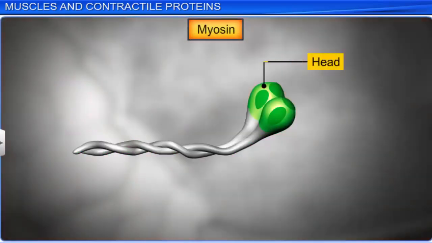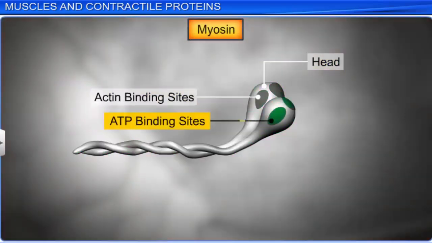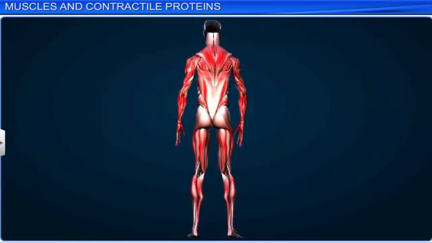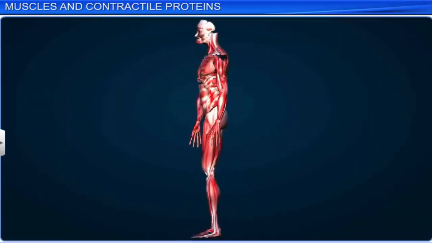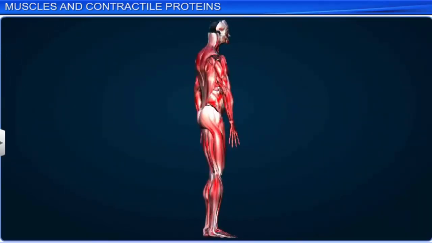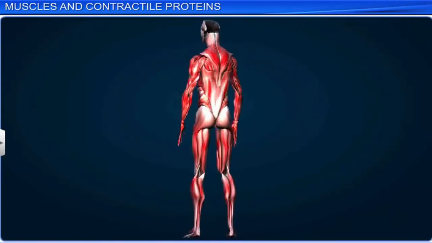The head has binding sites for actin and ATP. Additionally, it has an active ATPase enzyme that breaks down the ATP into ADP plus inorganic phosphate, thereby releasing energy. Although the human body has about 650 muscles, in every physical action, whether blinking or running, there is an interplay of muscles as well as complex proteins.